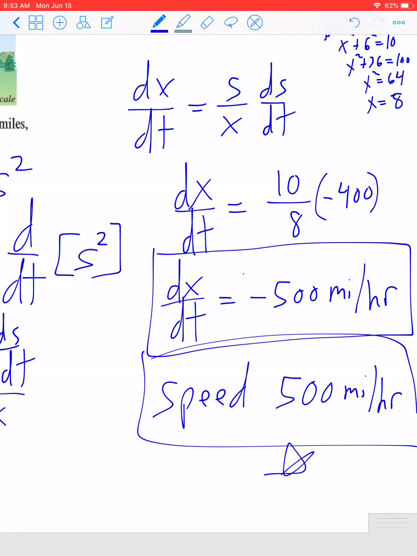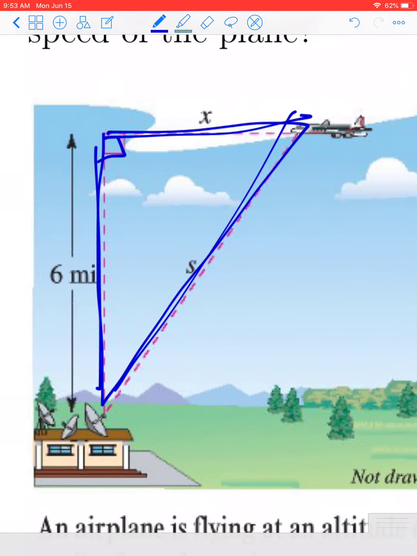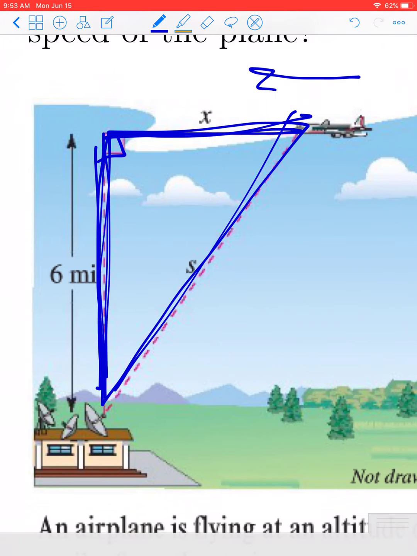The reason why we have this negative rate for dx/dt is that this x variable is measuring the distance between the vertical position of the tower and the plane. Well, as the plane gets closer and closer to the tower, that x distance is decreasing, and hence that's why we see the negative sign on dx/dt.